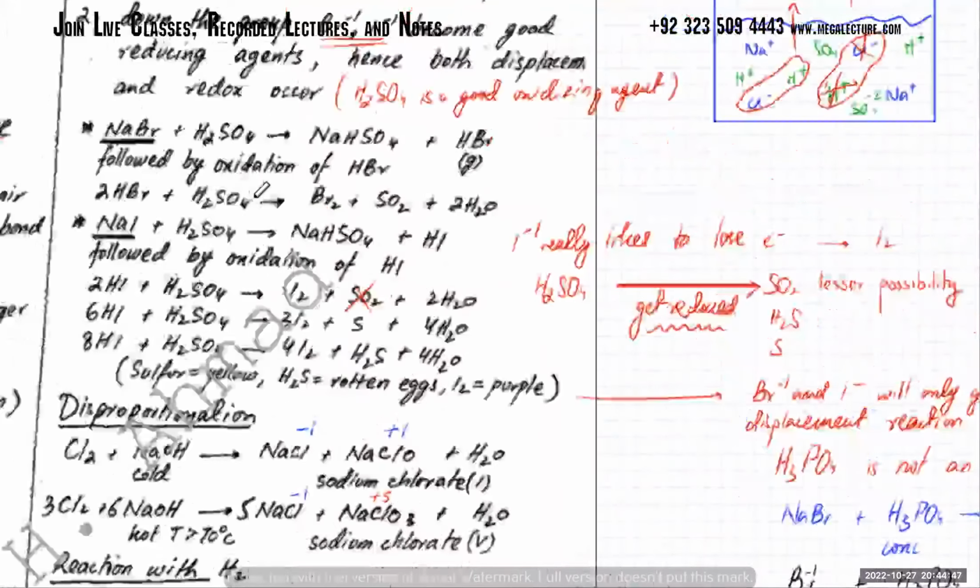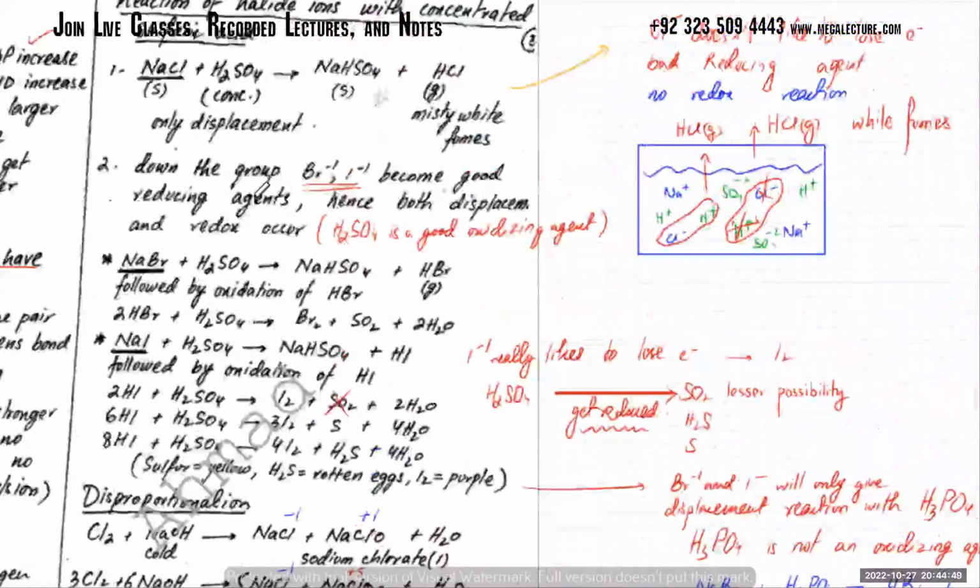So the simple thing is, the first reaction does not have any displacement, any redox reaction. Cl minus 1 doesn't like to lose electrons. So the only thing you get is HCl gas. The second reaction, same reaction, but Br minus 1 likes to lose electrons. So you get some redox as well. Third reaction with NaI, same reaction, but I minus 1 really likes to lose electrons. So you get a lot of redox reaction after that. So is this clear, this thing?